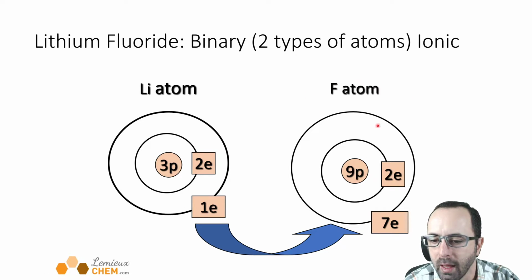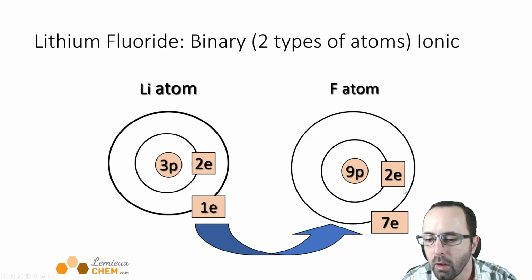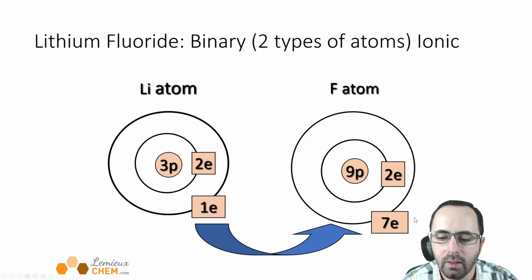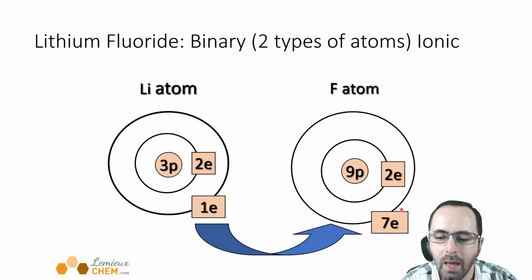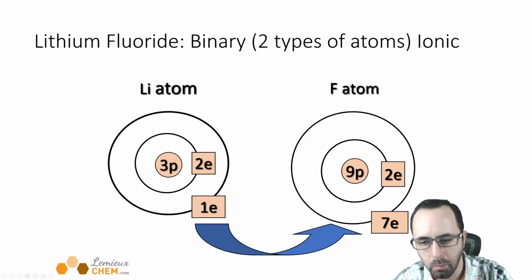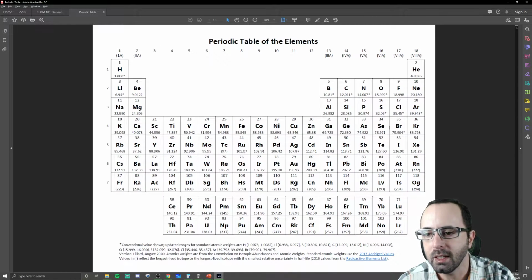Now the fluorine atom, it is element 9, fluorine. It has 9 protons and 9 electrons. 2 of those go in the first shell until it's full, and then the other 7 go in the second shell. Some of those in s orbitals, some of those in p orbitals. But what matters is that there are 7 valence electrons in the second shell. By the way, fluorine is in group 7A right here, and so it has 7 valence electrons.